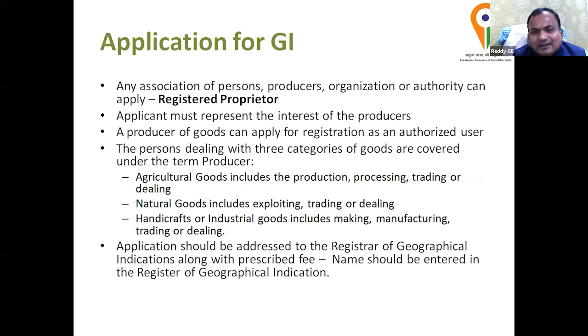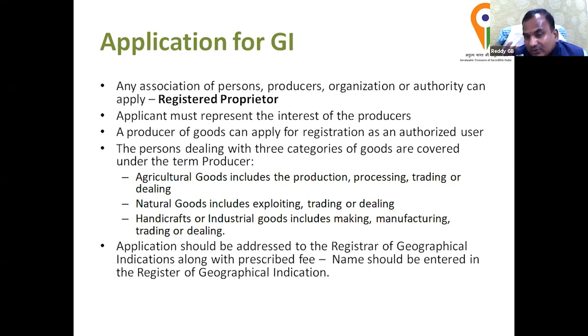Then, of course, who can get a GI, geographical indication? Again, as I already mentioned, any association of persons, producers, organizations, even government can do that. For example, in Telangana area, elsewhere Andhra Pradesh, we have Pochampalli ikat. That Pochampalli ikat was registered by, in fact, the Pochampalli Handloom Society under the tutelage of the government of Telangana, Andhra Pradesh at that time, which seeks to protect the interest of the producers.